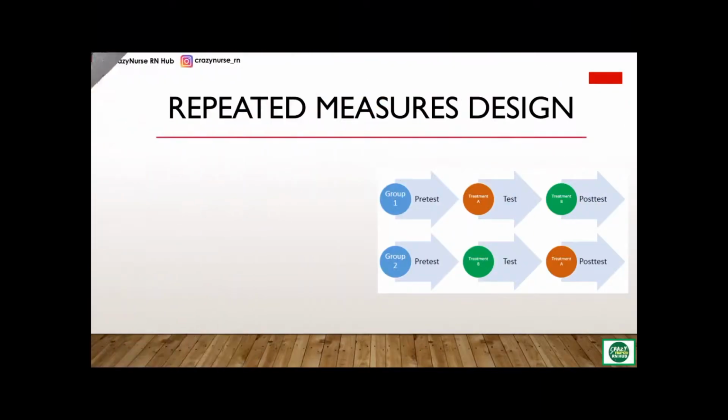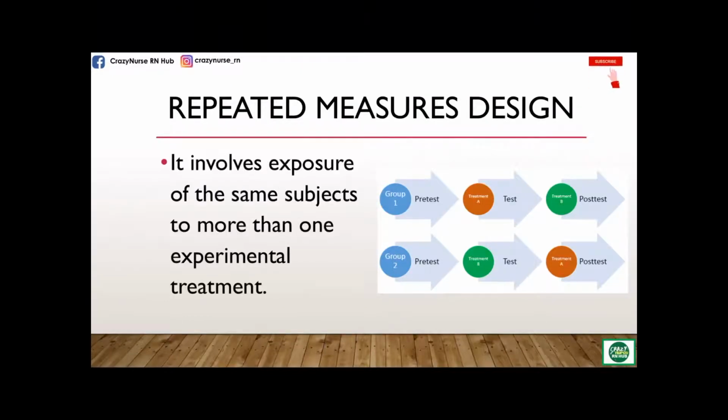And lastly, we have your repeated measures design. A repeated measures design involves exposure of the same subjects to more than 1 experimental treatment.